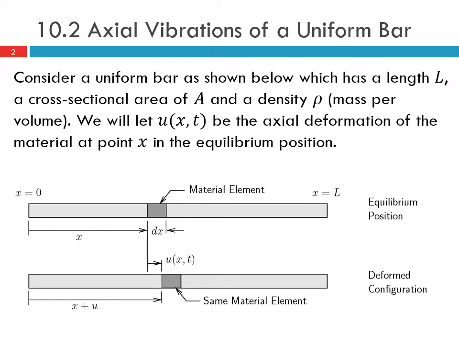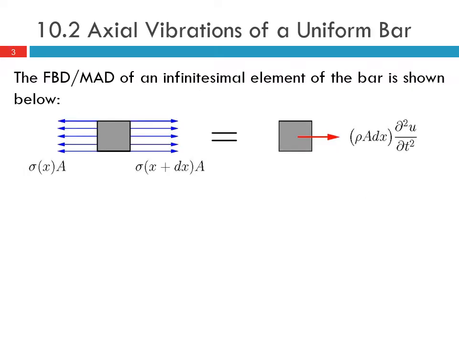So we can let U of x and t be the axial deformation of the material at point x in the equilibrium position. So you see we've got this material at some distant point x with some length dx, and it is deformed in the deformed configuration, and U of x and t describes this deformation. So the free body diagram, mass acceleration diagram of this infinitesimal element of the bar is shown here.